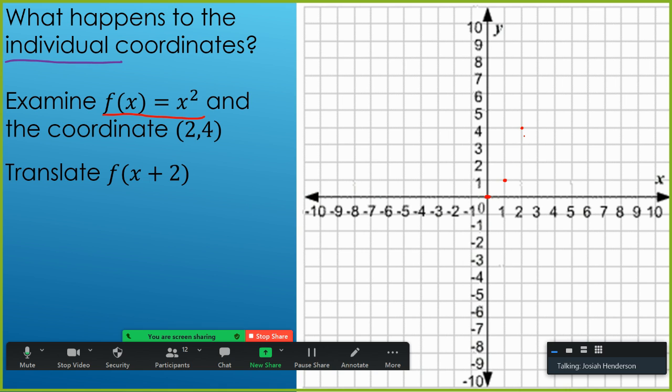And how do I know these? All I'm doing is plugging in inputs for x and squaring it. So 1 squared is 1, 2 squared is 4, 3 squared is 9, right? 3 times 3 is 9. And then the next one would have us off the page, so I'm going to stop there.